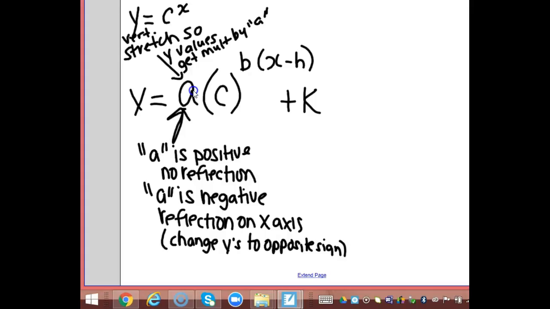Okay, this guy was from our standard equation, so he tells us if it's increasing or decreasing, right? If C is greater than 1, it's increasing, and if C is greater than 0 and less than 1, it's decreasing. Okay, I'm going to write with a different pen just so we don't get all jumbly. Okay, this guy, does anybody know what he does, that B value?